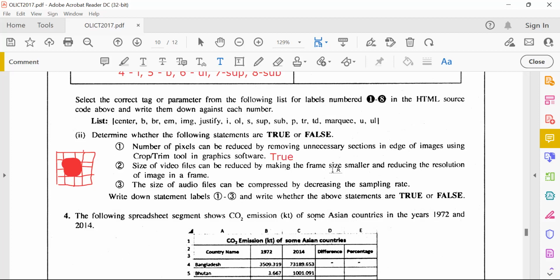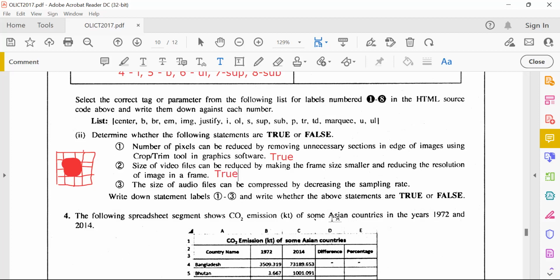Second one, size of the video files can be reduced by making the frame size smaller, again like what we did earlier, and reducing the resolution of the image. Yes, if you make the size small, it reduces the size. If you reduce the resolution, remember we discussed, if you want to print, you need like 200 dpi. So likewise, the second one is also true.